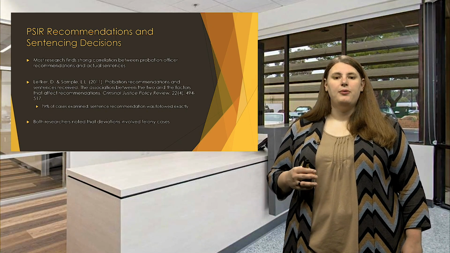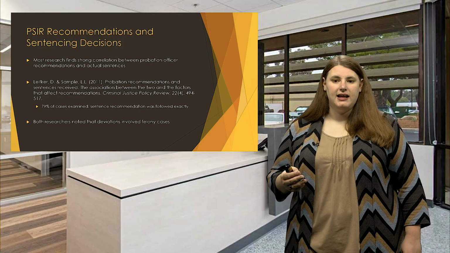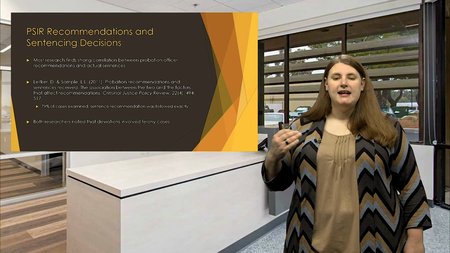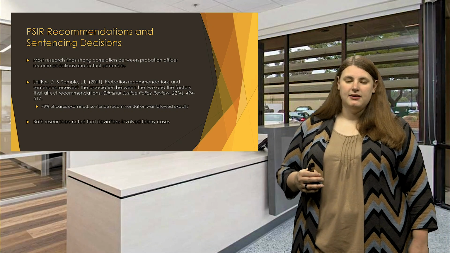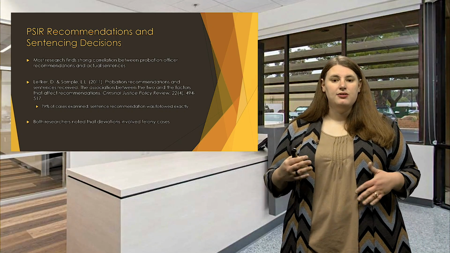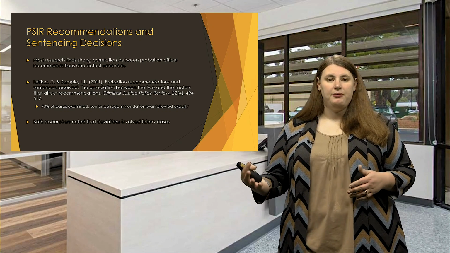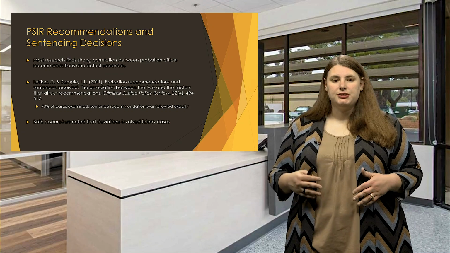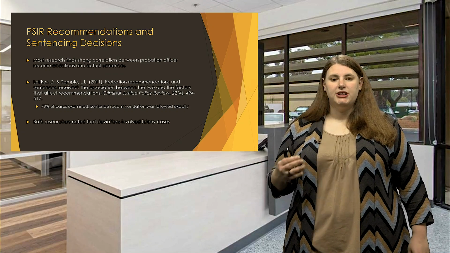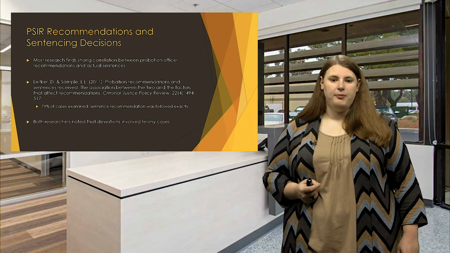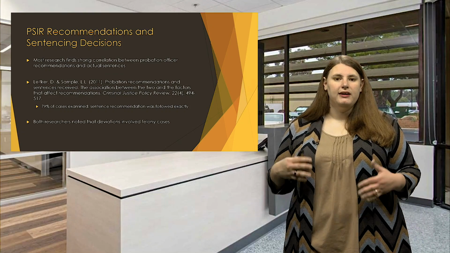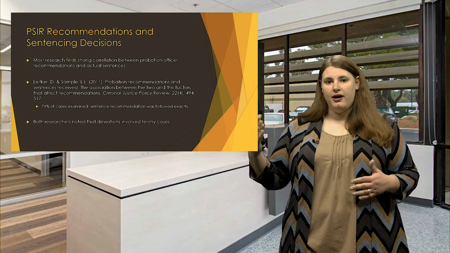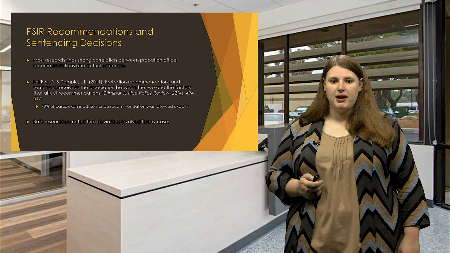A more recent example by Lefkar and Sample in 2011 found that the final sentence followed the sentencing recommendations exactly in 79% of the cases examined. Both researchers noticed that in those cases where the judges deviated from the recommended sentences, these were felony cases. So both researchers found that in less serious cases, the judge's sentence basically always followed the probation officer's recommendation. Only in those more serious cases were judges going to deviate, either a harsher sentence or a less harsh sentence than was recommended.